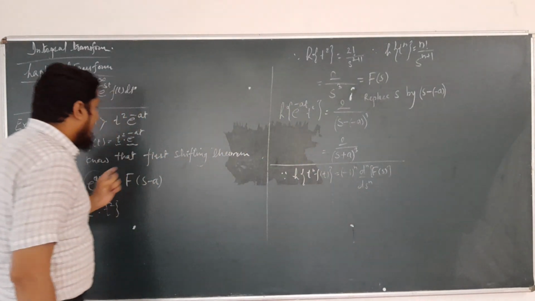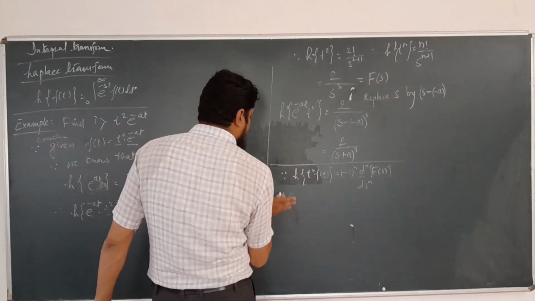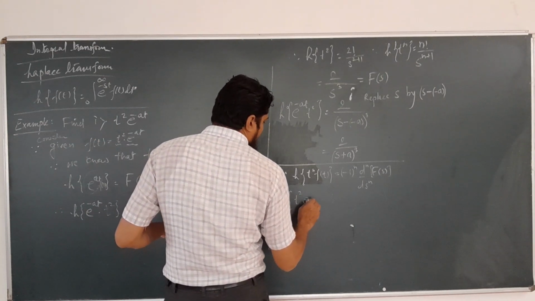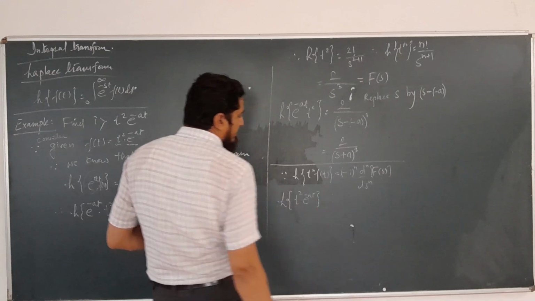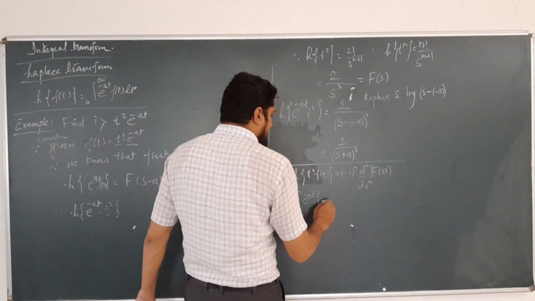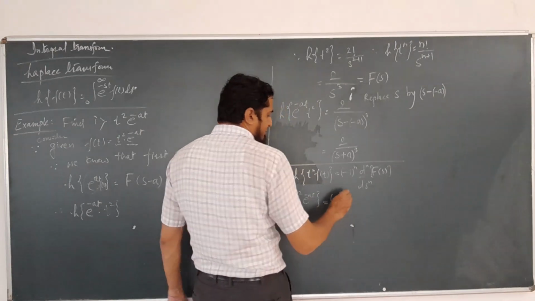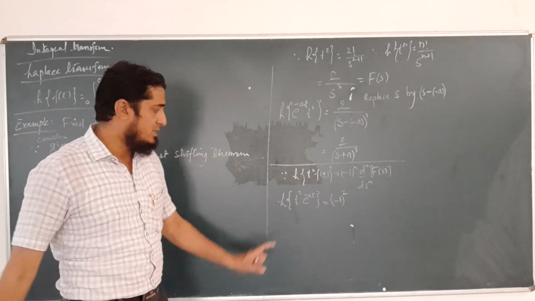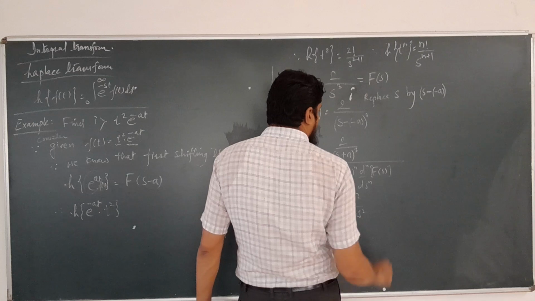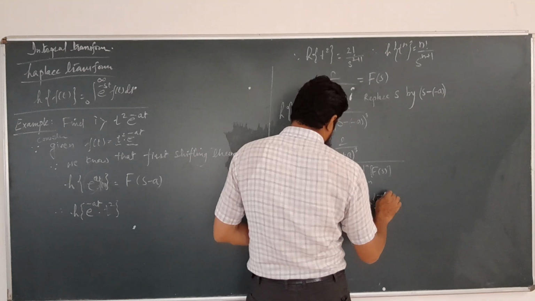So here the example is as follows: Laplace transform of t square e raised to minus at. By using this formula, we will get (minus 1) raised to the power of n, where n is 2, so (minus 1) square, then d square by ds square. Correct. And f of s means the Laplace transform of e raised to minus at. Correct.